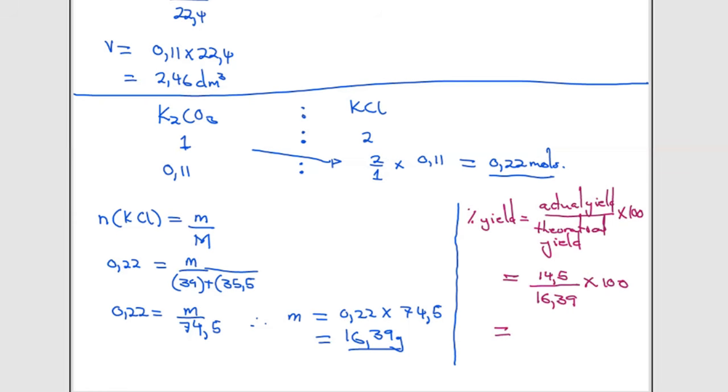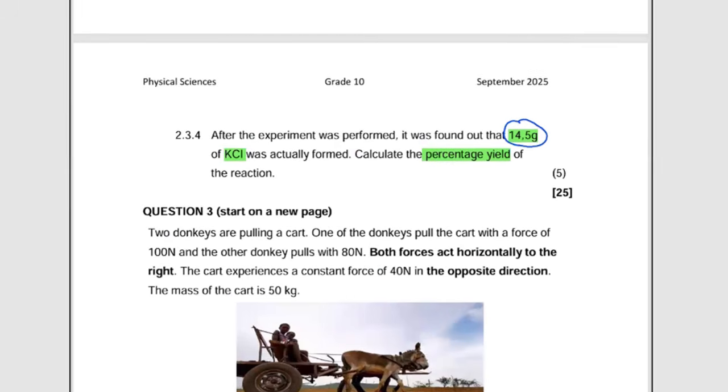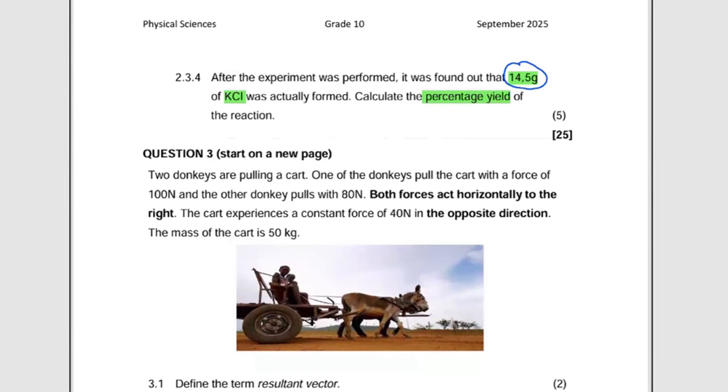If we do our math there, we're going to get a value of 88,47%. Okay, so that's the percentage yield that we're actually looking for. With that being said, we are done with question 2.3.4. Then we're going to proceed to question 3 now, which is the physics part.